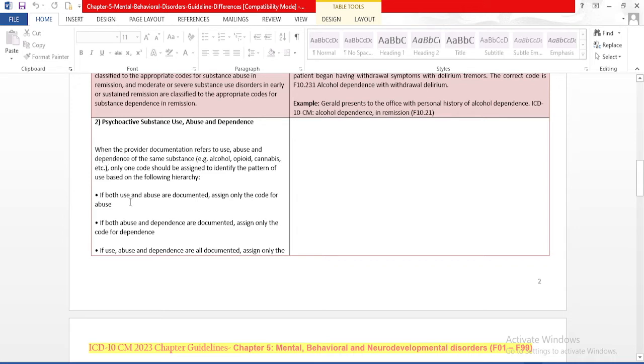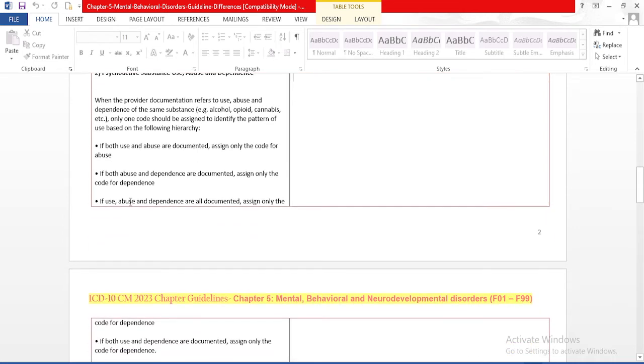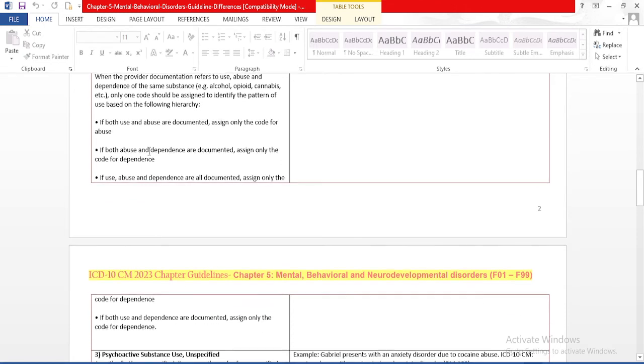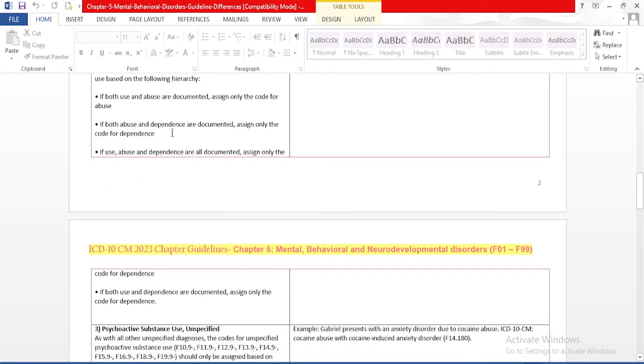So we have guidelines here, we will check those. If both use and abuse are documented, we need to code only abuse. So if the provider documents alcohol abuse and alcohol use, we need to code the alcohol abuse code only. Next one, if both abuse and dependence are documented, assign only the code for dependence. So here, as it is mentioned directly, if we have abuse and dependence, we need to code dependence only.